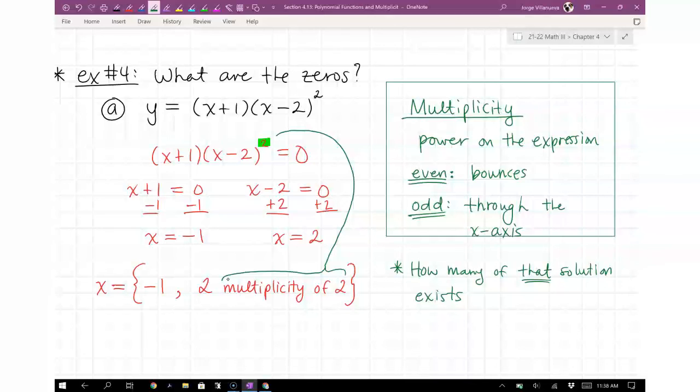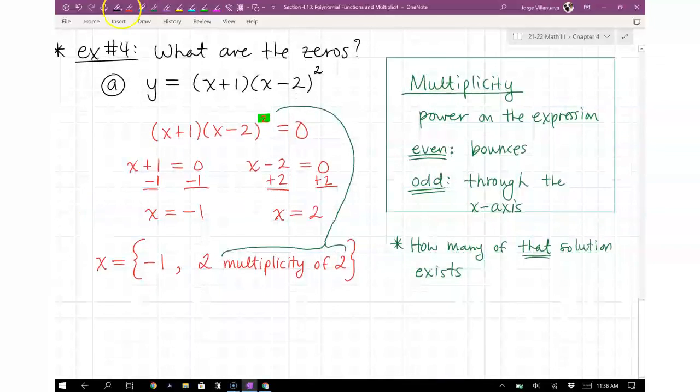Okay? What does that mean? That means that the answer of 2 occurs twice. I know that sounds kind of weird, but the answer of 2 occurs twice within the problem. So if there was a power of 3, that means that the answer occurs 3 times within the problem. If there was a power of 6, that means that the answer occurs 6 times within the problem. So right now I'll kind of show you a picture if I really get a chance to do that.